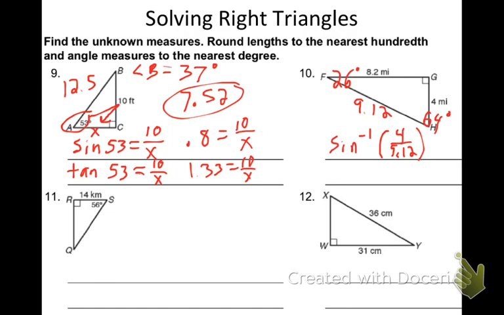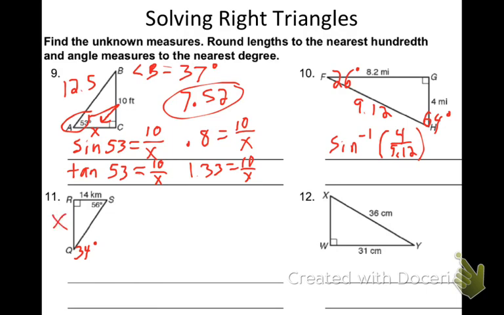Okay. Number 11. What looks to be the easiest to find in number 11 first? Q. I can find angle Q right away, right? What's angle Q? 34 degrees. Okay, I have 34 degrees. Awesome. Now I need to find my other side lengths. It does not matter to me. Which side length would you like to find first? RQ. Let's find RQ.